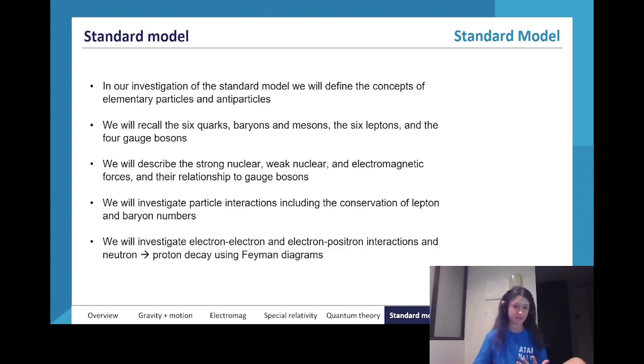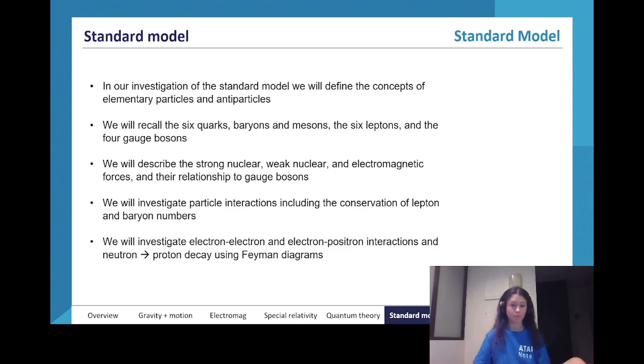In our investigations of the standard model, we're going to define elementary particles and antiparticles. We're going to recall the 6 quarks, baryons, and mesons, the 6 leptons, and the 4 gauge bosons. There's just a lot of different particles to remember, basically.